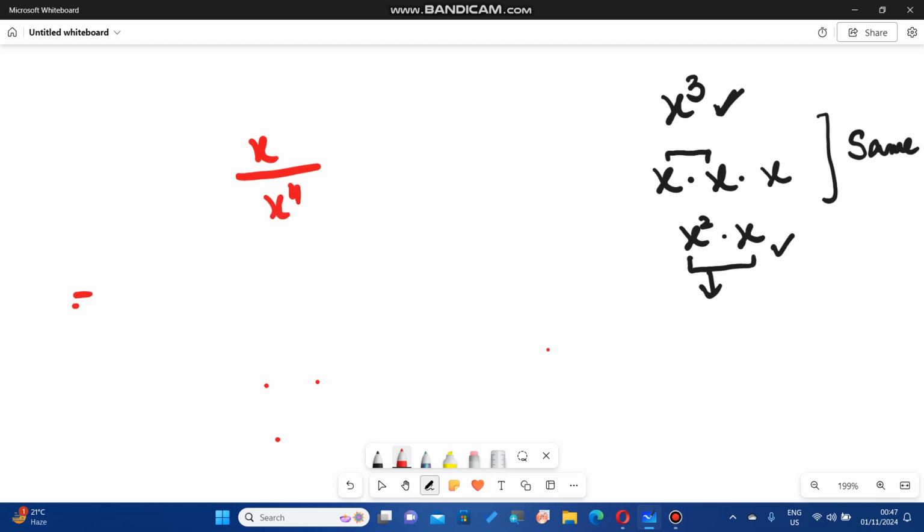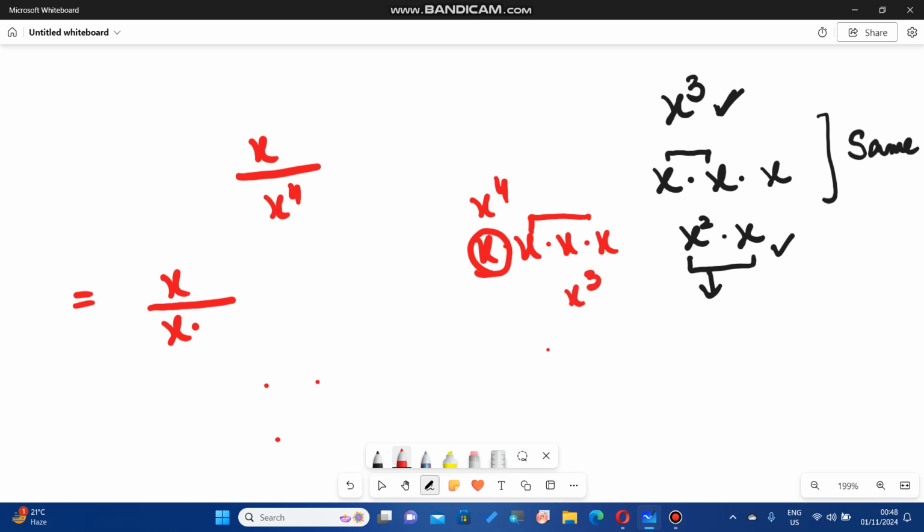We have to cancel something out. We have numerator x. We can only cancel out the common term. So we are going to split x⁴. What does x⁴ mean? x⁴ means x times x times x times x. We know that we have to cancel out with x. We will write x times, what are we left with? X cube, correct? We will write x cube. This makes the cancellation easier. X cancels out with x. What are we left with? We are left with 1 divided by x cube.